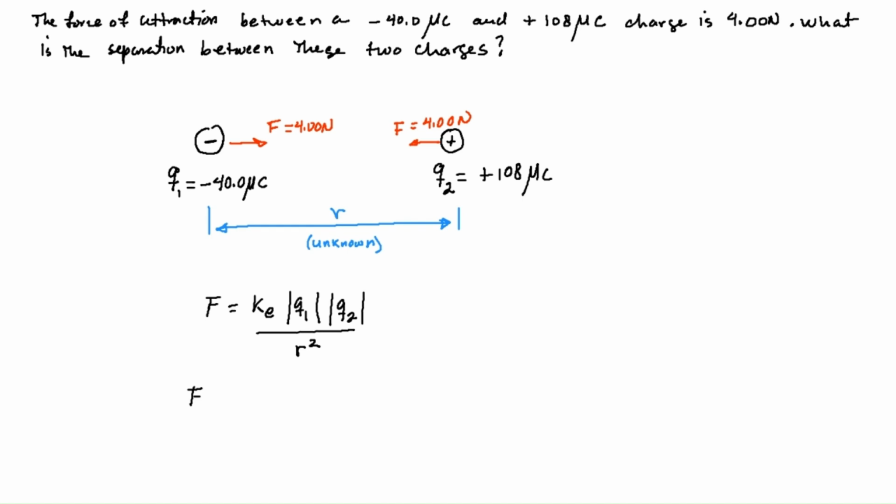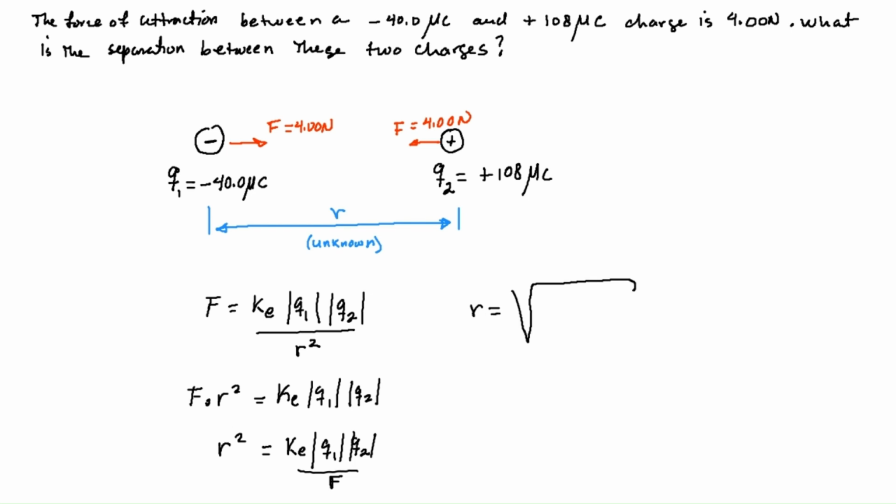So we say that the force times the square of the distance is now equal to the Coulomb constant times the absolute value of Q sub 1 times the absolute value of Q sub 2. So I will divide now by the force. So when I divide by the force, I say that the square of the distance is equal to K sub E, the Coulomb constant, Q sub 1, Q sub 2 over the force. So we can say that basically the distance between the two particles can be calculated as the square root of K sub E, the Coulomb constant, absolute value of Q sub 1, absolute value of Q sub 2, divided by F, right?